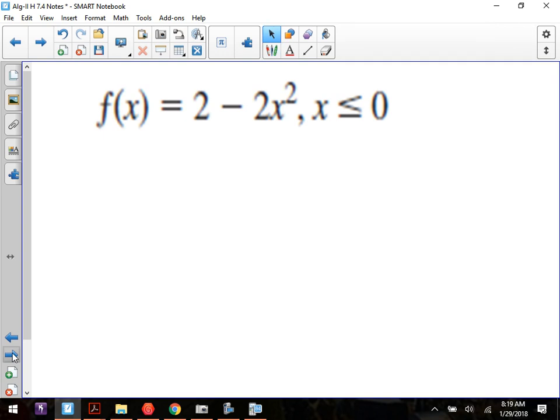Find me an inverse. Okay. Inverse of that function.